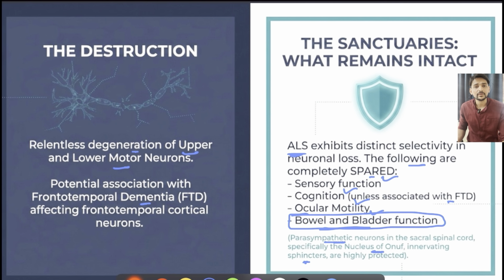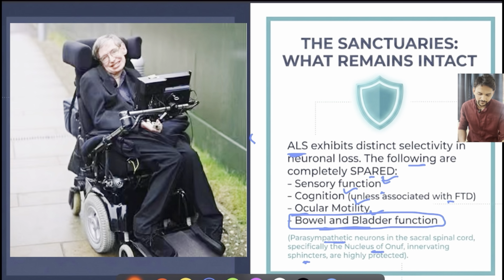So whenever you get a case of motor neuron disease, you will be looking for upper motor neuron manifestations and lower motor neuron manifestations. But also it is important to look for the sparing of these particular things, mainly eye-related things, sensory, bladder and cognition. And with this cognitive sparing, we can remember the famous scientist Stephen Hawking, who had ALS. And obviously, we all know that there was sparing of cognition in him.